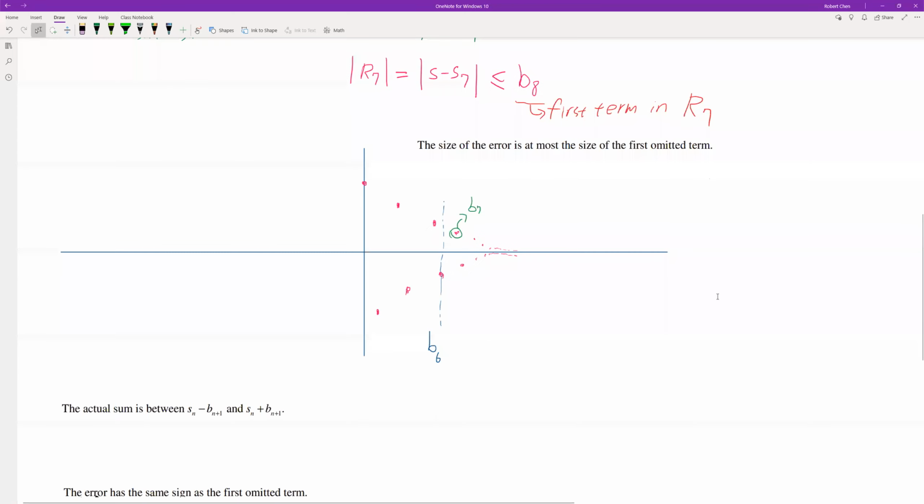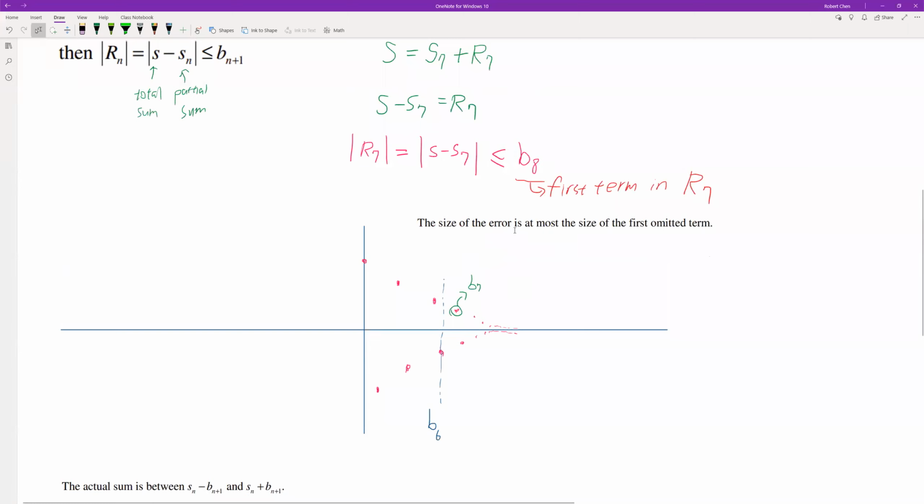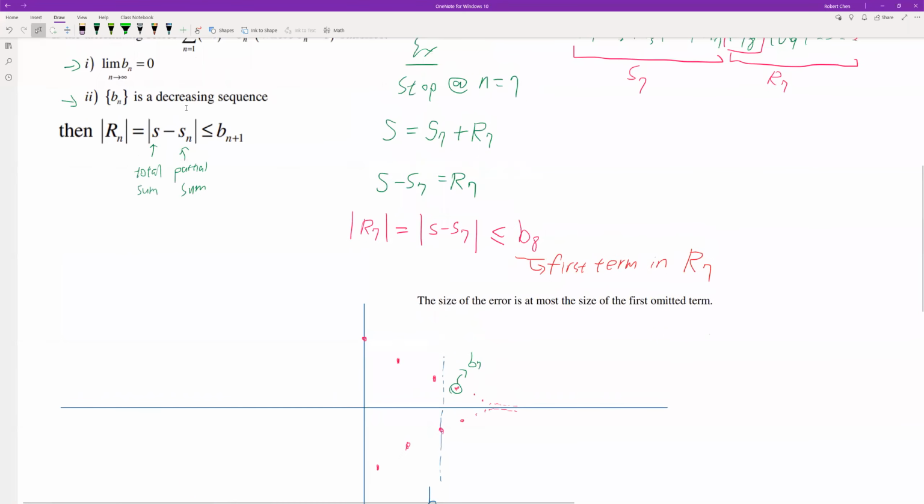Okay, so what we're saying here is that the size of the error is at most the size of the first omitted term, right? That is what I was trying to show you using the graph and using this inequality up here. And that is also what the estimation theorem is saying. So the size of the error is at most the size of the first omitted term, meaning the first term in Rn, the remainder series.